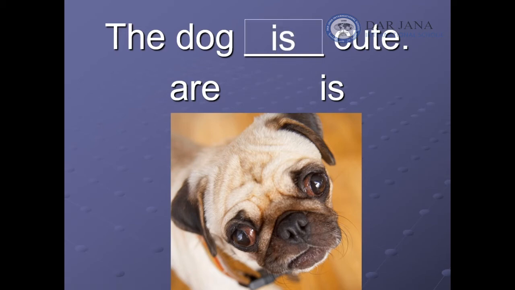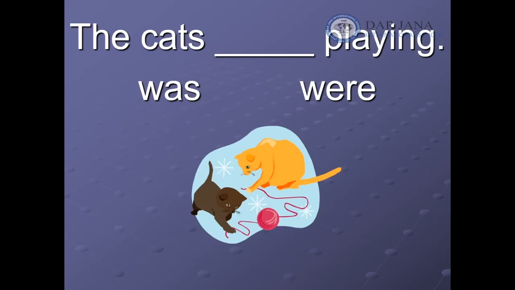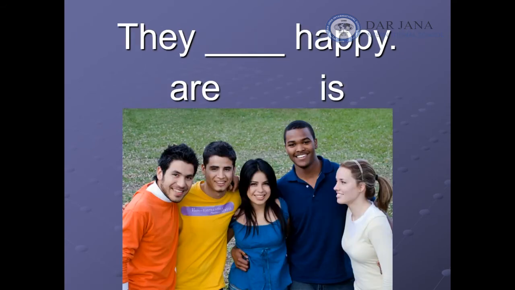Let's do some more practice. The cats. Here we're talking about more than one. So was or were? Was talks about one. Were talks about more than one. The cats have an S, so it's more than one. The cats was playing or the cats were playing? That's right, were playing.